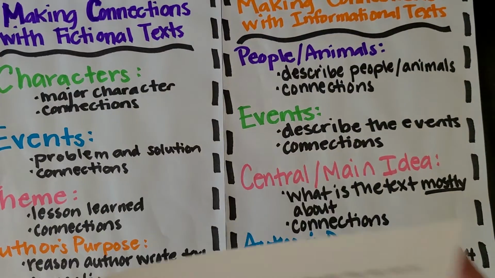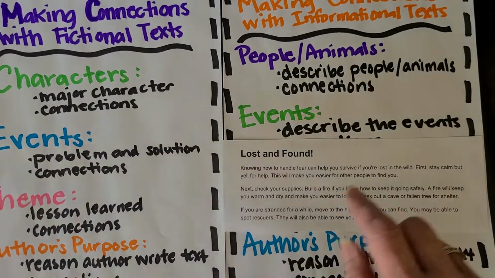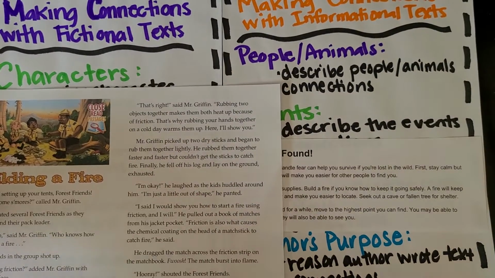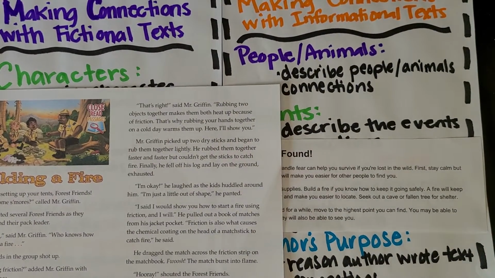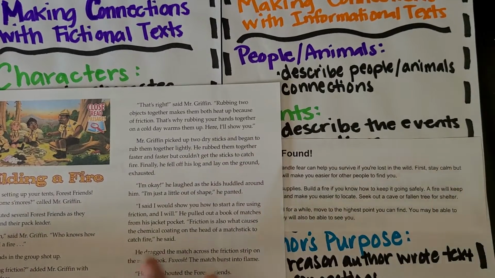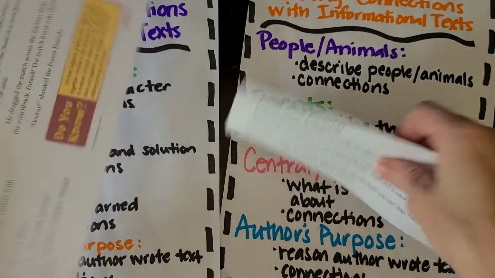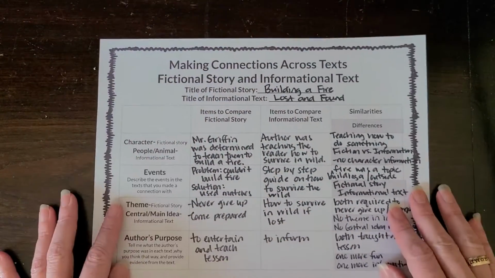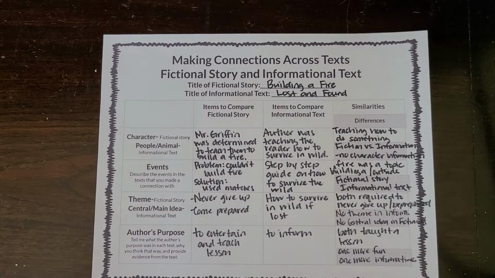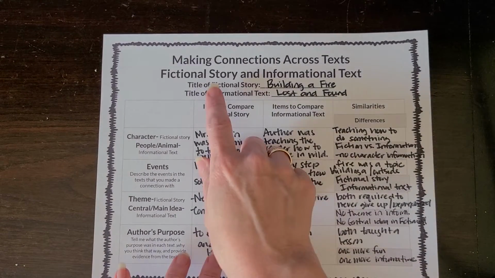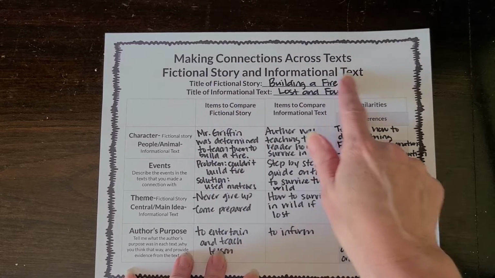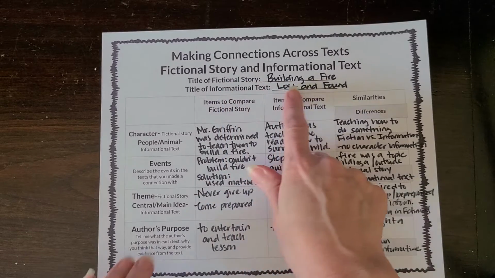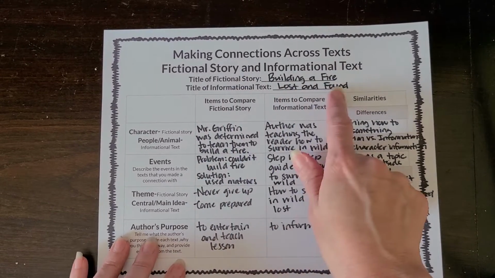So I used Lost and Found for making connections with informational texts, and then I used Building a Fire for my fictional texts. And so I decided I was going to combine these two, and we're going to do across genres and compare the different connections we've made. So I have this graphic organizer that helps me combine both the fictional and the informational. So making connections across text, fictional story, and informational text is the title of your graphic organizer. The title of the fictional story is Building a Fire, and the informational text is Lost and Found.